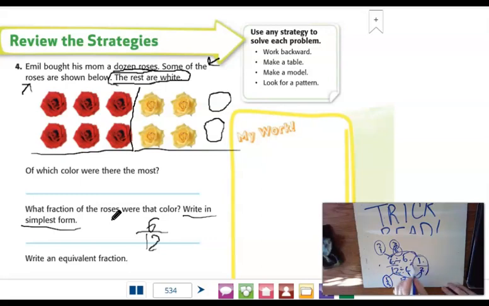In any case, you're going to end up with 1/2, which is what the correct answer is. 6/12 equals 1/2. Oops, that looks like a greater than sign. I meant to make an equals sign. So that was a tricky problem. Don't let it trick you.